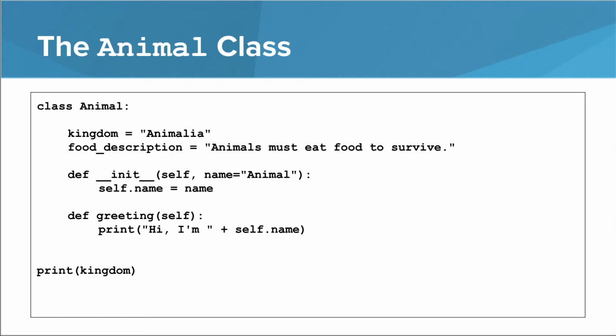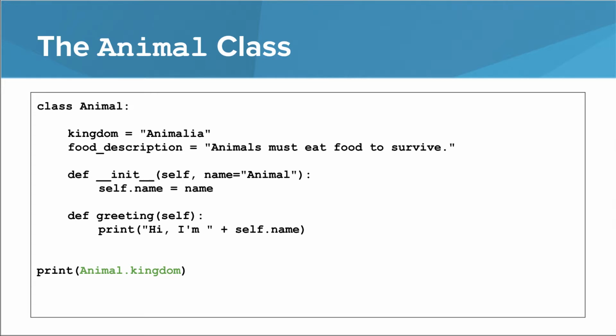Well, Python will actually throw an error here, which is interesting because kingdom should exist, right? It's right up there on line 2. But the reason it doesn't exist is because kingdom is not in the global namespace. It's only in the animal namespace. So in order to print kingdom, we have to hop inside the animal namespace and print animal.kingdom.